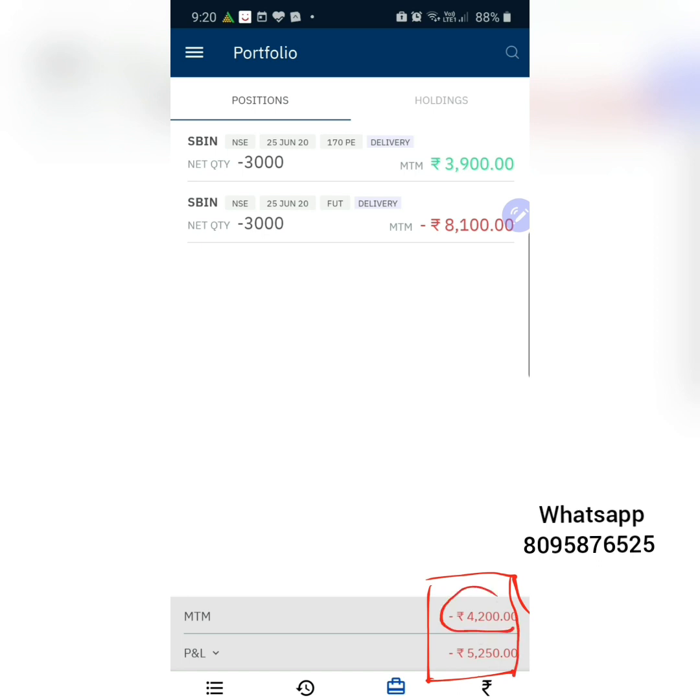So this MTM is achieved by these both. That is today morning, whatever the difference is there, that is 8,100 and 3,900. If you minus, you will get 4,200. Whereas this 5250 is the PNL, that is nothing but the overall trade, that is from the position when we took yesterday. I will show you that also, so that you'll get clarity.